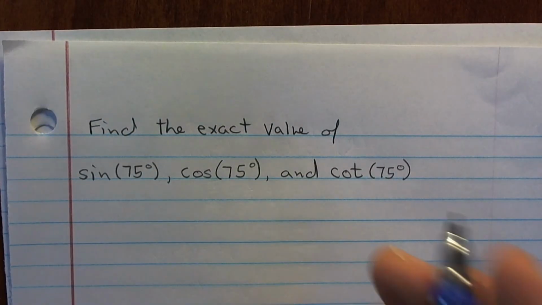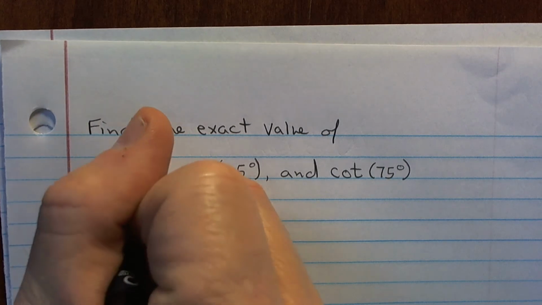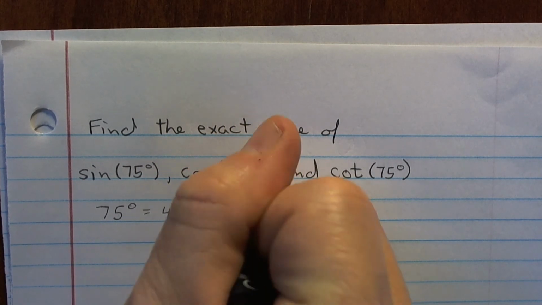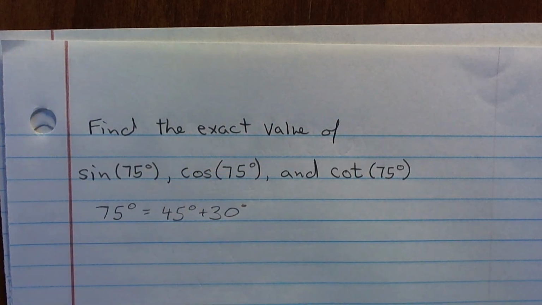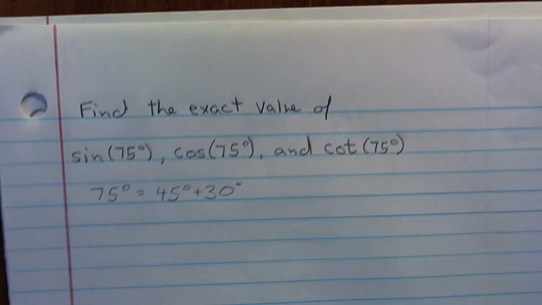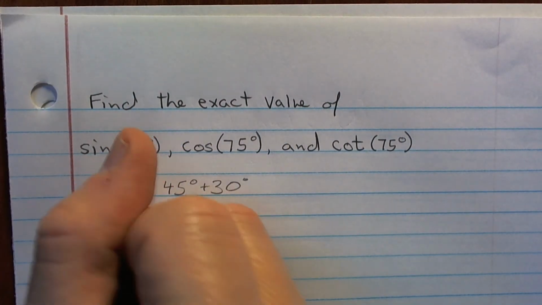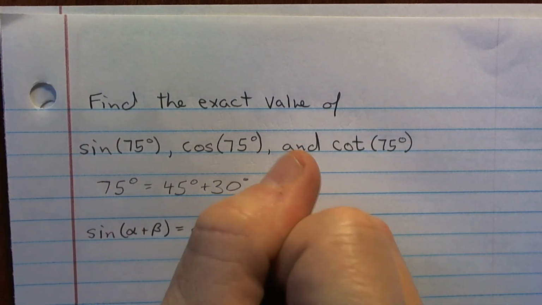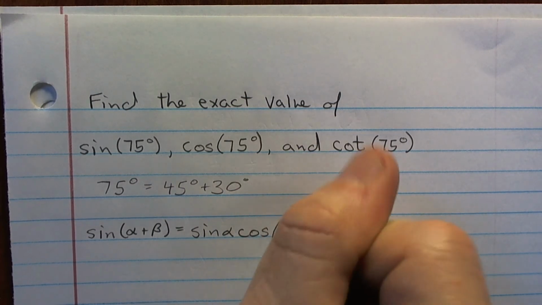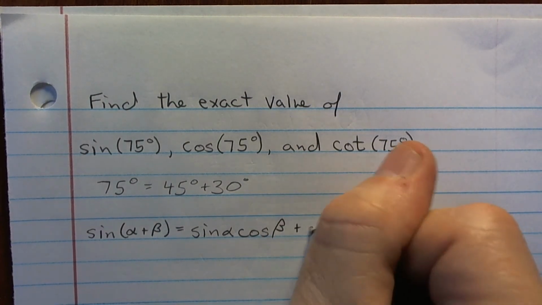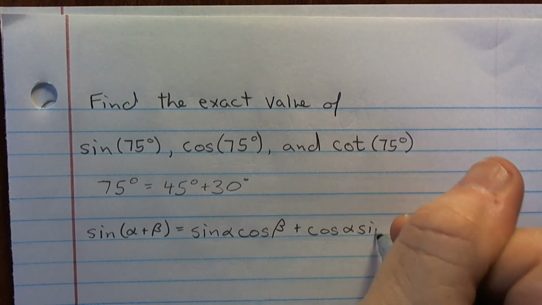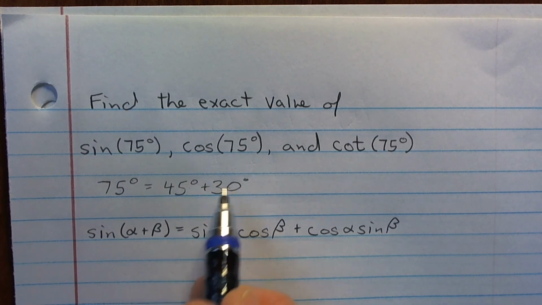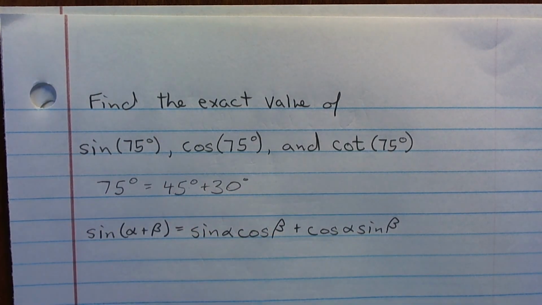Well, one of the things that we keep in mind is that we know that 75 degrees could be written as 45 degrees plus 30 degrees. Now, that will help us in the following way. We know that sine of alpha plus beta is equal to sine alpha cosine beta plus cosine alpha sine beta. Well, here's our alpha and here's our beta. And so I'm ready to go, I guess.